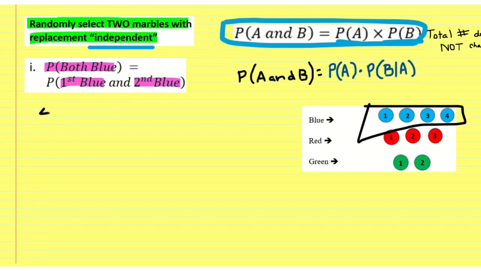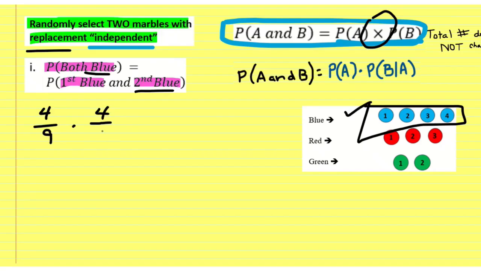I have 4. 4 blue marbles out of a total of 9 marbles. And I'm going to multiply that times the probability of a blue marble the second time. So again, I put it back in the bag. I replaced it. And so therefore, the probability of the second event is completely unaffected by the probability of the first event. So I'm still going to have 4 blue marbles in my bag because I put it back in the bag. I replaced it.